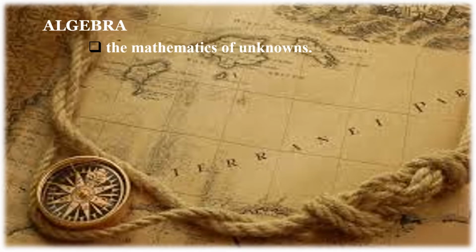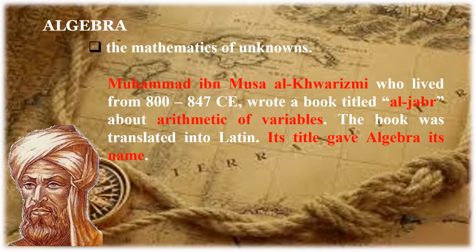What is algebra? Algebra is the mathematics of unknowns. Muhammad, the son of Musa al-Khwarizmi, who lived from 800 to 847 Christ era, wrote a book titled Algebra about arithmetic of variables. The book was translated into Latin. Its title gave algebra its name. IBN stands for the son of.